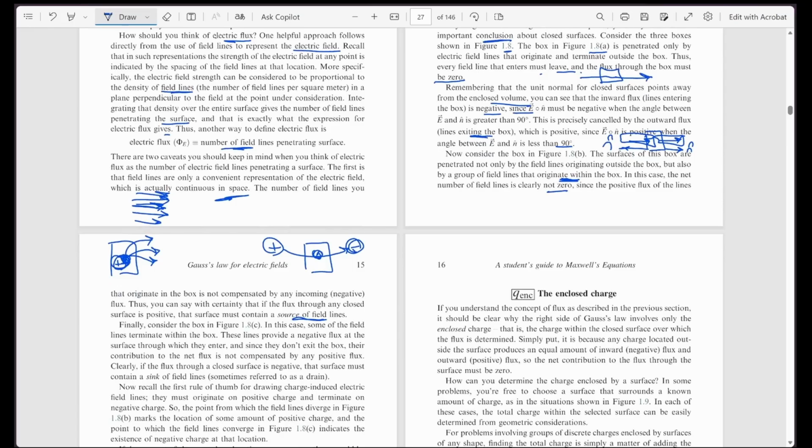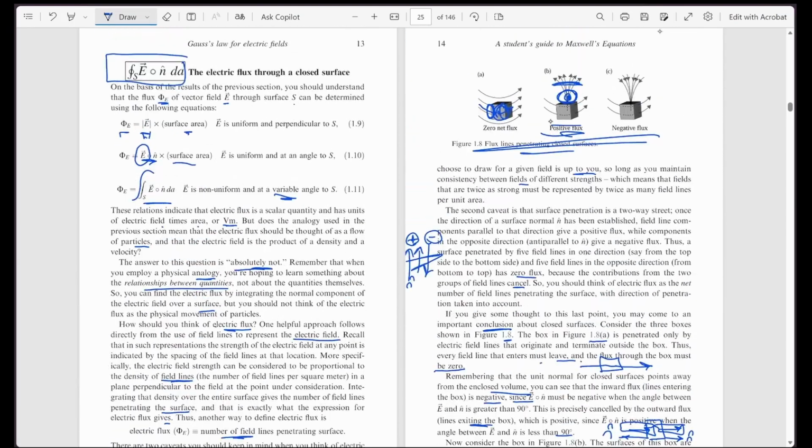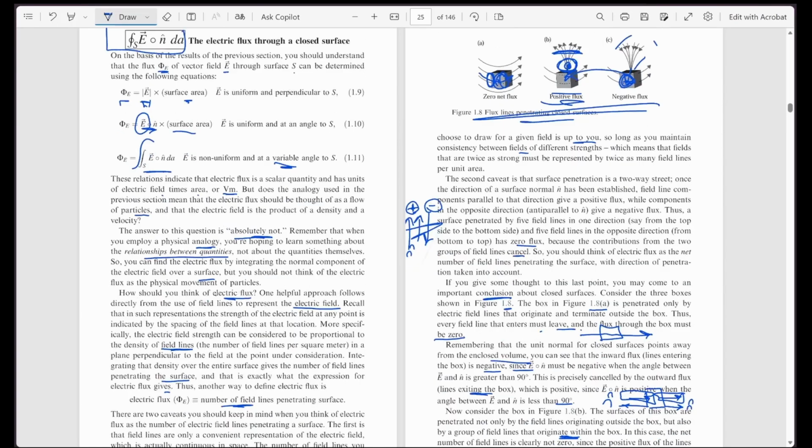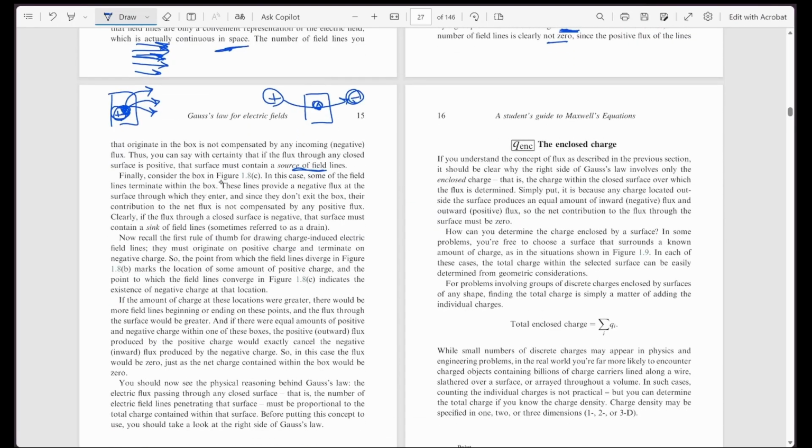Finally, consider the box in figure 1.8c. It's the opposite of figure B. The lines are being terminated inside the box. That means we have a negative charge. So let's read. Finally, consider the box in figure 1.8c.